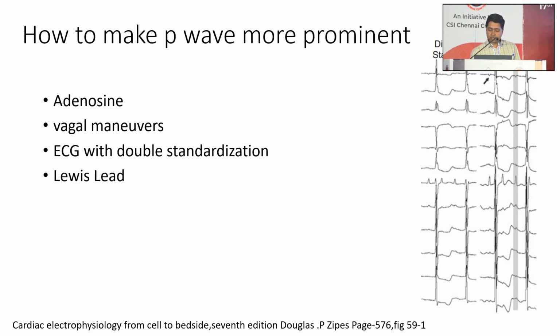Another option is an ECG with double standardization: we can increase from 10 mm per millivolt to 20 mm per millivolt and record an ECG. If you see here, initially we can't see any P waves in lead 1, but after double standardization good P waves are seen with a negative polarity. And the fourth thing we can try is the Lewis lead.